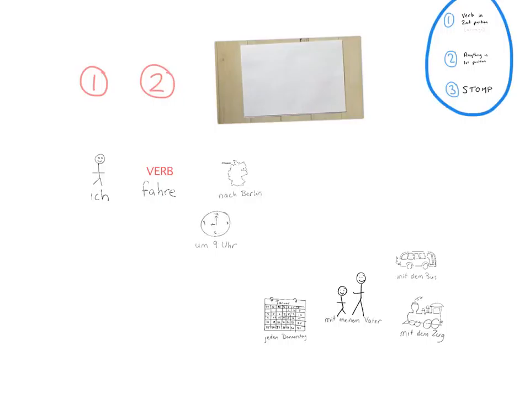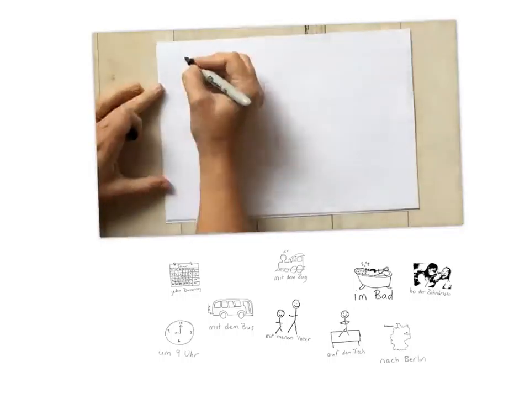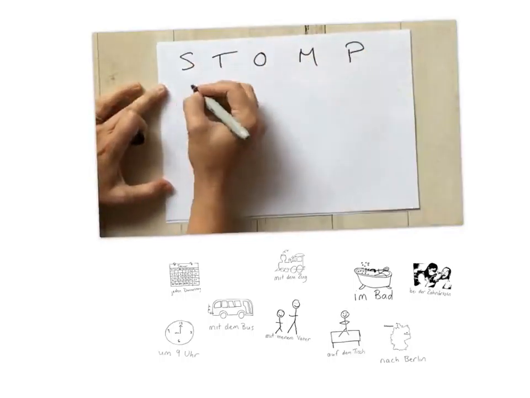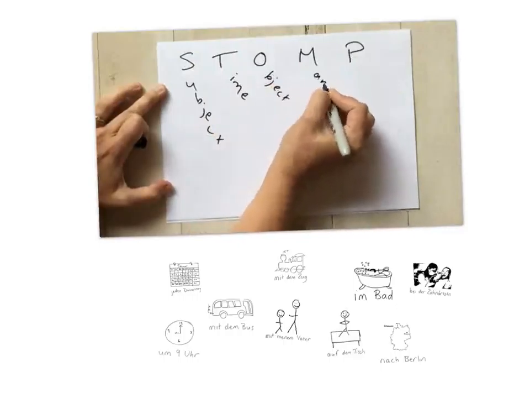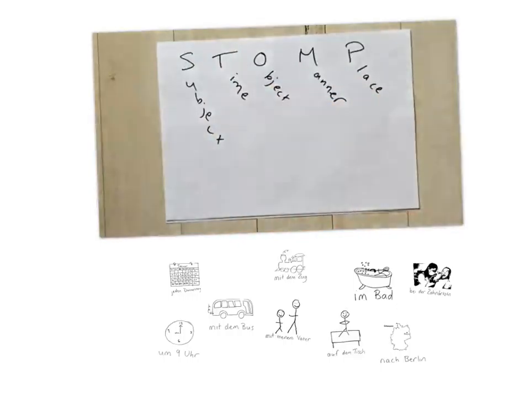Now we need to look at our STOMP rule. Let's go to this video. So STOMP is an acronym for subject, time, object, manner and place. That is the order in which those bits need to go in the sentence after the verb.